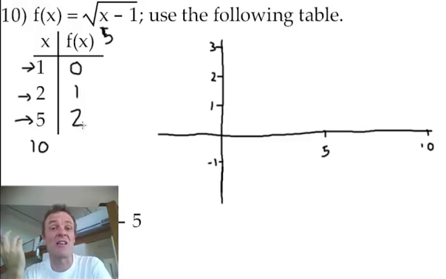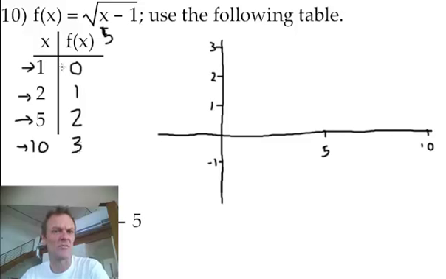Now I've added this extra one because if you have to make these up yourself, you've got to think, okay, what can I square root next? I can square root a 9. How can I make a 9 inside that radical? If x is 10, because 10 take away 1 is 9. That's why I've added 10. That's not part of the original table. I've added it because it makes sense. 10 take away 1 is 9, square root of 9, you get 3.